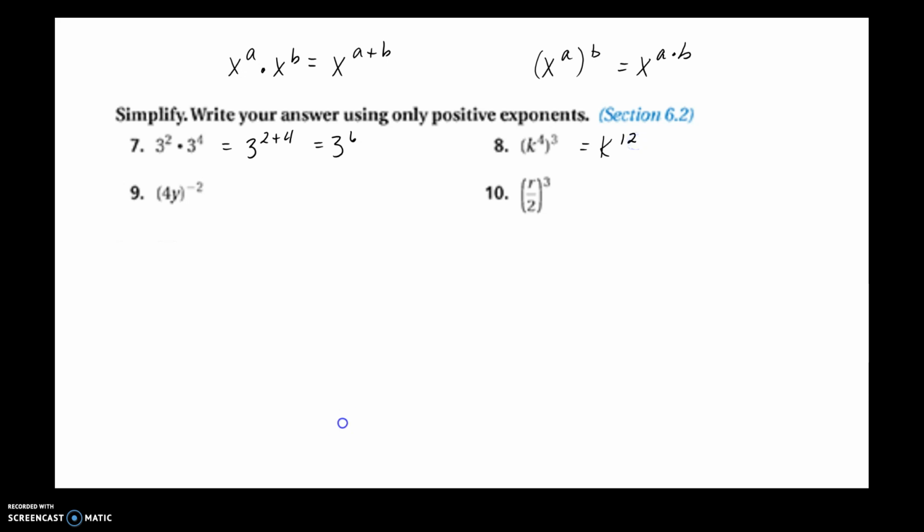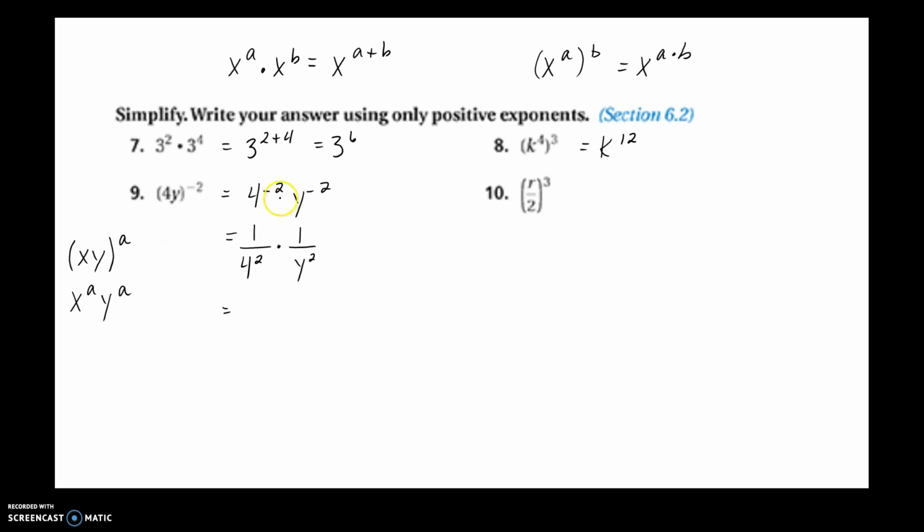Number 9, you did this well. This becomes 4 to the negative 2 and y to the negative 2. Okay, and your rule for that is however many factors you have on the inside of a parenthesis, each factor needs to get whatever that exponent is. Now we have our second exponent rule. When they're negative, instead of multiplying by the common base, I'm going to divide by the common base.